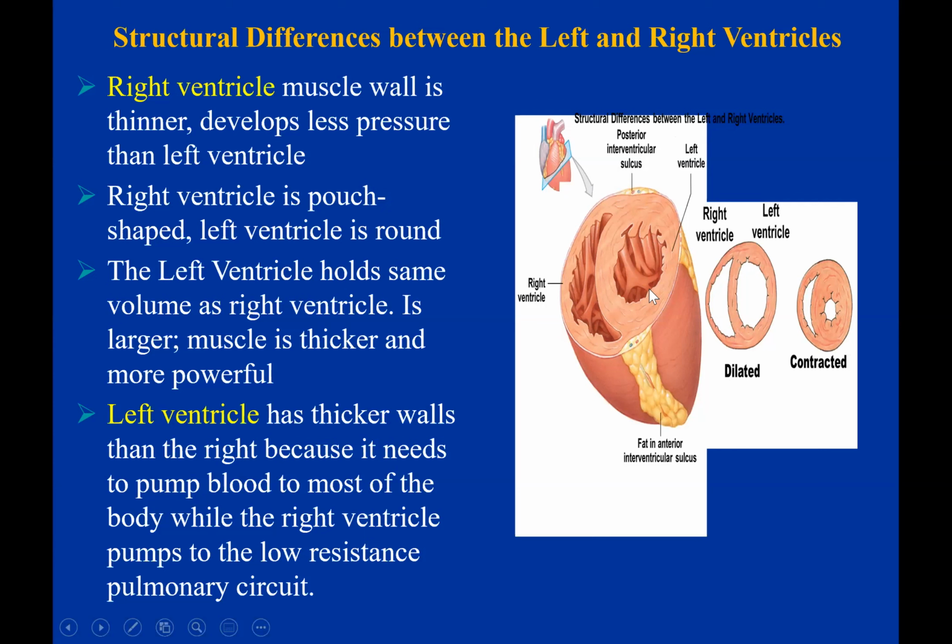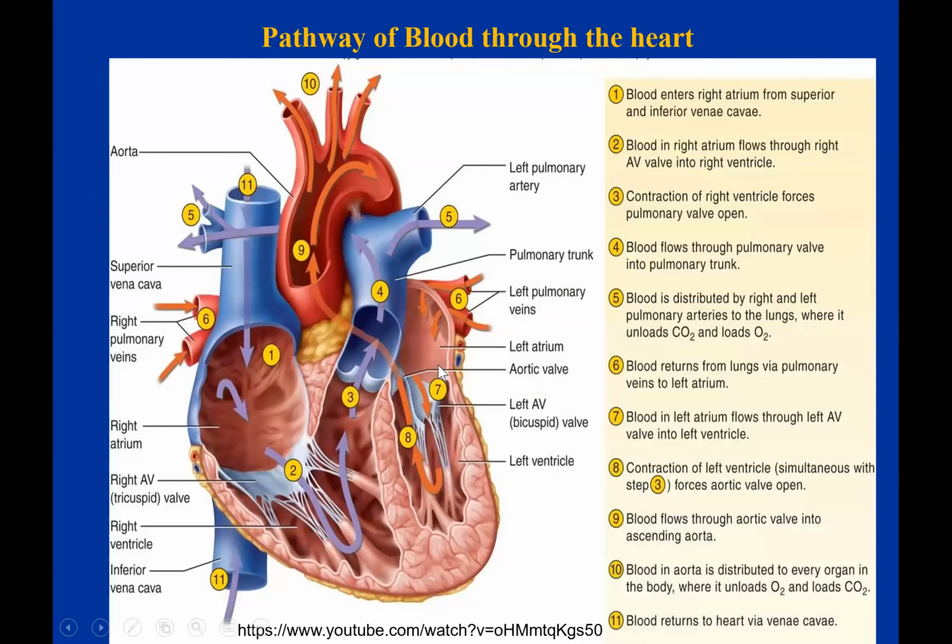Whereas the left ventricle has to develop enough pressure to pump the blood to the systemic circuit. Because it has to accommodate a high pressure, the thickness of the muscle is much thicker here. So here it's dilated and here it's during contraction. You can see the shape is also different. This picture is a very important picture.